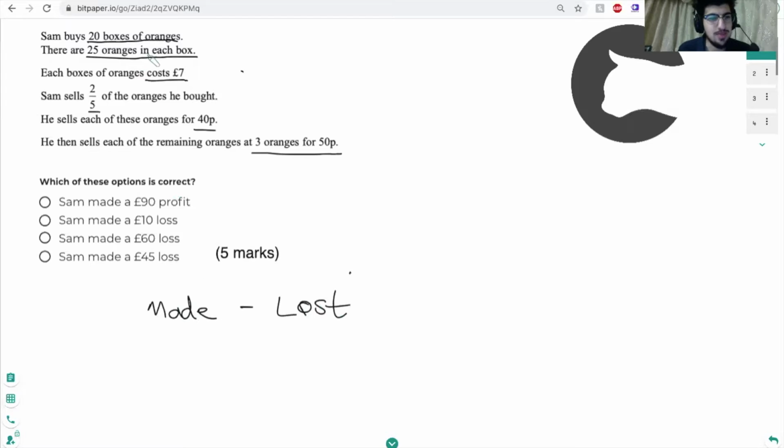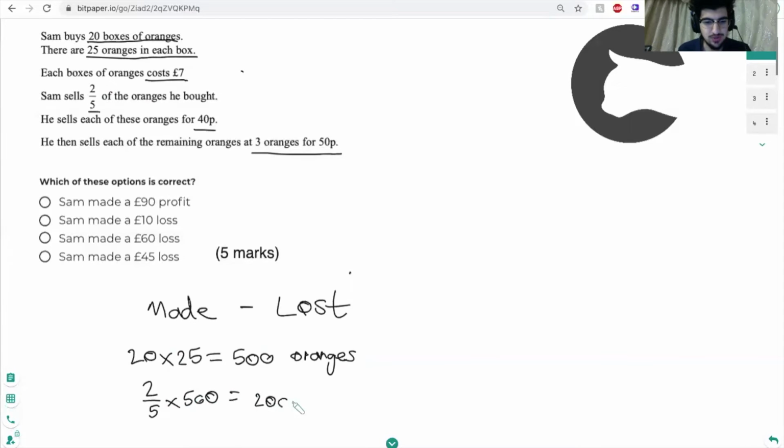Okay, in terms of how much Sam made, we see here that there are 20 boxes of oranges, 25 oranges in each box, and each box is going to cost £7. So in total, if Sam is buying 20 boxes of oranges and there are 25 in each box, then he has just purchased a total of 500 oranges. Since he sells 2/5 of the oranges that he bought, we're going to do 2/5 times 500. And that's going to give us a total of 200 oranges, and he sells these oranges at 40p.